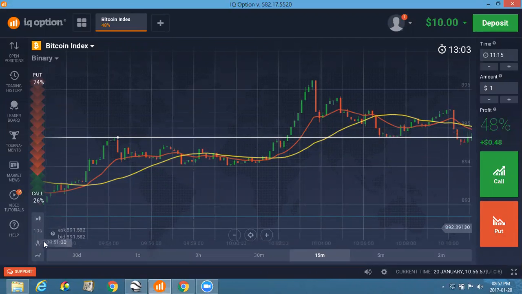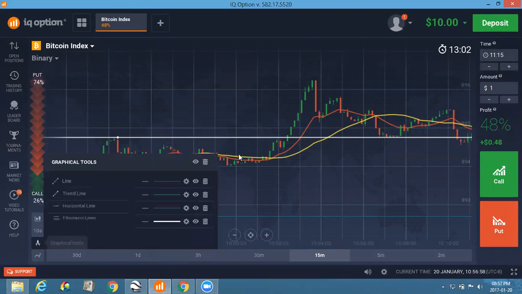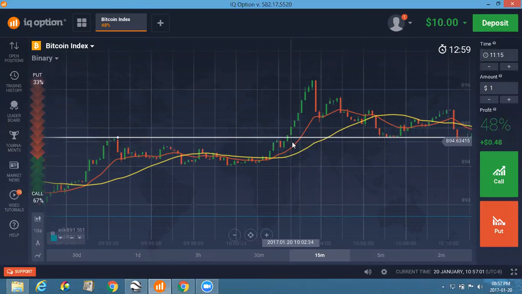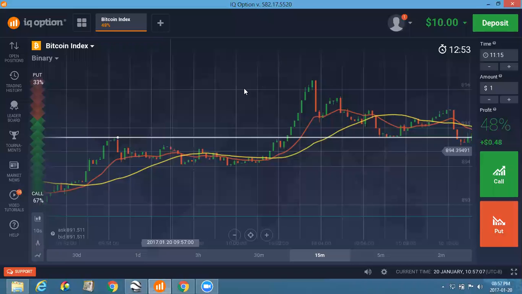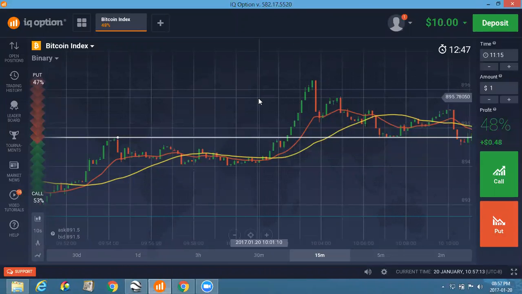Let me just mark this area. This candle right here broke the market. It broke the previous high. That is our third step. It's not enough. This will now take me to my fourth step. After the market breaks a previous high or a low, we wait.